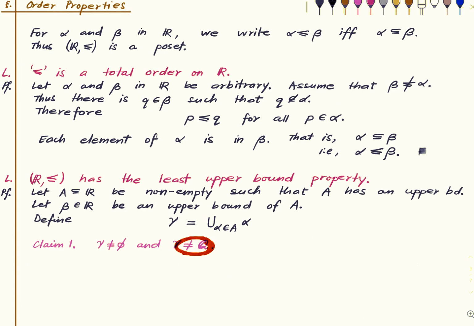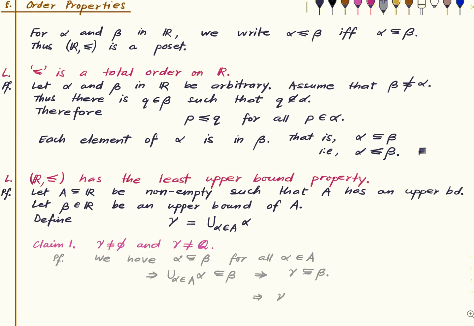Let's talk about why it is not the entire set of rationals. The reason is very simple. Since beta is an upper bound to A, we have alpha contained in beta for all alpha in A, that is the definition. And that implies the union of all the alphas is also in beta, which implies gamma is contained in beta. Now, since beta is not the set of all the rationals, beta being a cut is missing a lot of rational numbers. Therefore, gamma also misses a lot of rational numbers, and hence gamma cannot be the entire set of rationals. And we are done. So this claim is proved.